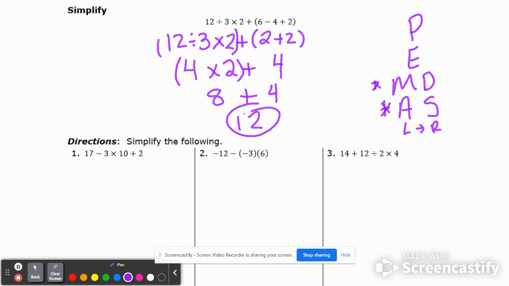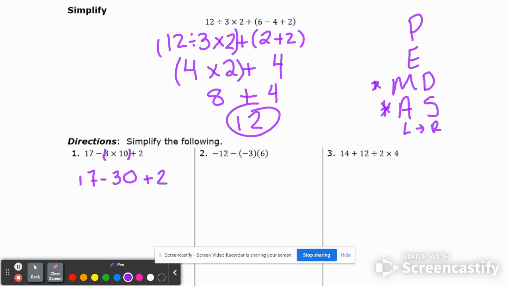All right, so number 1, down here, again, we're just simplifying. I look at it. I see no grouping symbols, so I look for exponents. I see no exponents. So we're just going to start with multiplication and division. Here I see 3 times 10, so I'm going to take care of that. That's going to give me 30 plus 2.